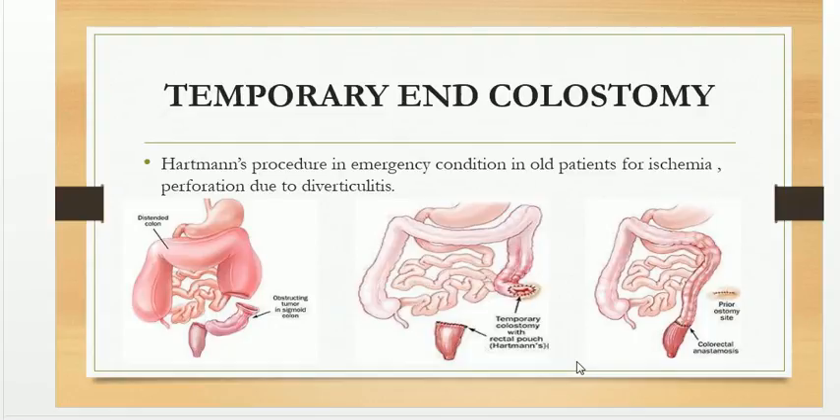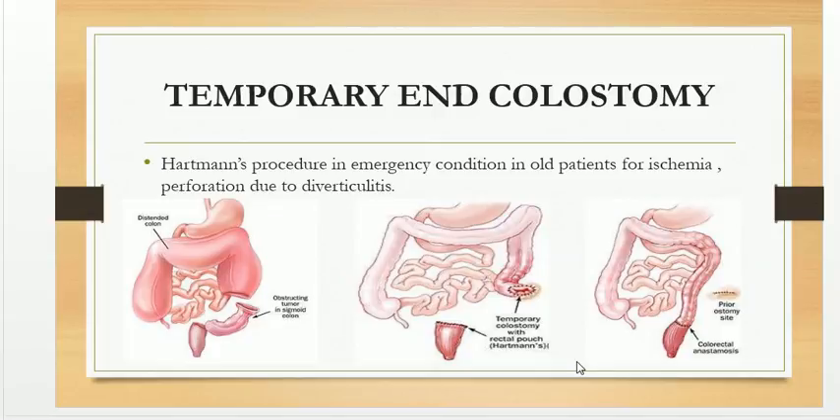Temporary end colostomy. Sometimes we have to make an end colostomy, but it's temporary. In relation to that, we can explain one procedure, which is the Hartmann procedure. You must remember this Hartmann procedure. Sometimes we have to do it, for example when there's a gangrenous sigmoid colon volvulus, or in cases of emergency where the patient comes with carcinoma rectum with obstruction.